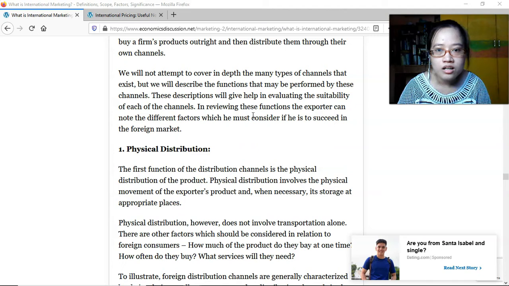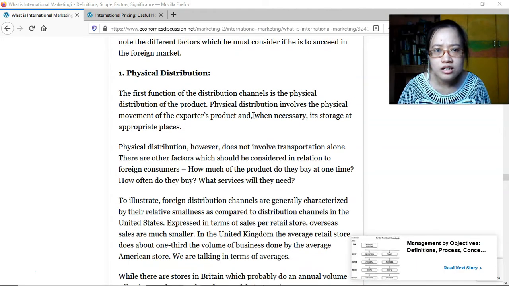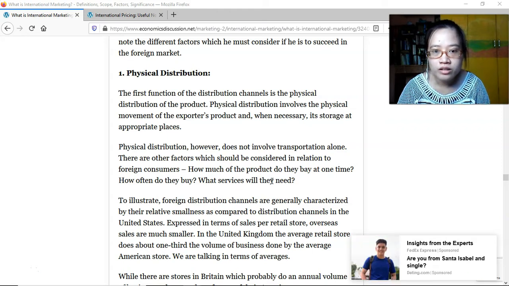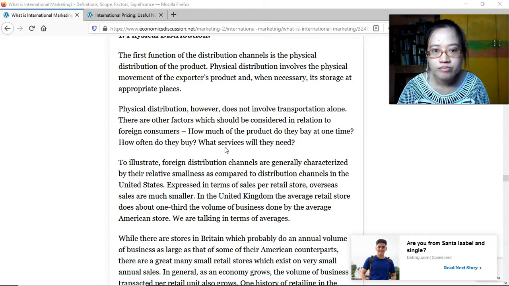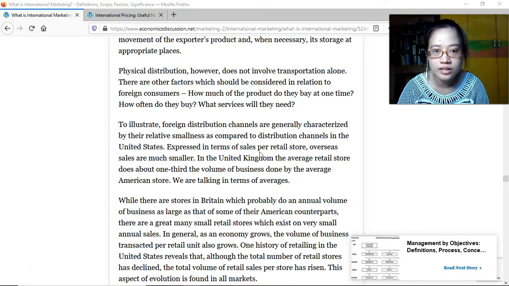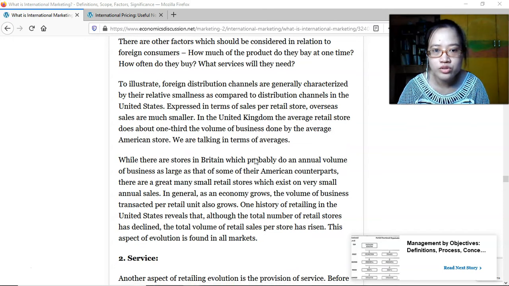Alright, we have physical distribution: the physical movement of the exporter's product and, when necessary, its storage at appropriate places. It does not involve transportation alone. Considerations: how much of the product do they buy at one time, how often, and what services will they need. Okay, so there's an illustration here.